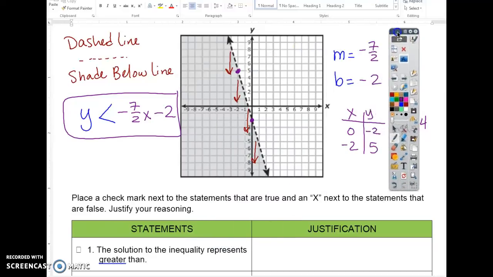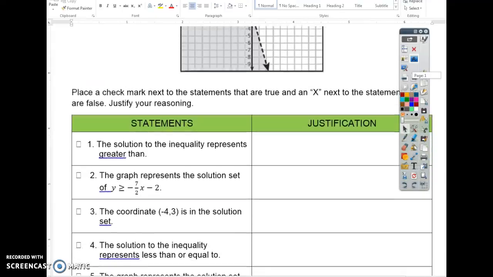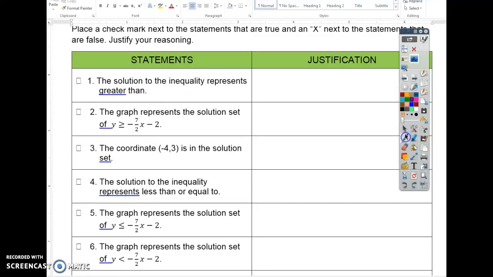So let's go read some of those statements and see if they're true or false. Problem number 1 says the solution to the inequality represents greater than. Well, we know that it was this symbol, and that's called less than. So this statement is not true. Okay, greater than goes like this, and it's not. Okay? Problem number 2, what's wrong with this equation? The symbol's wrong, so make sure you pay attention to that when you answer.